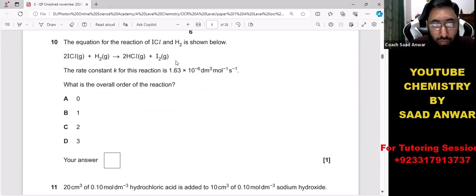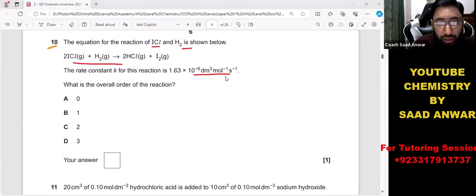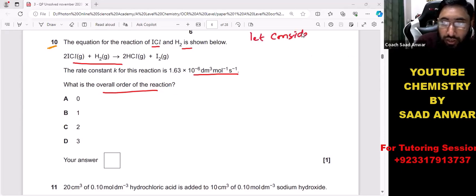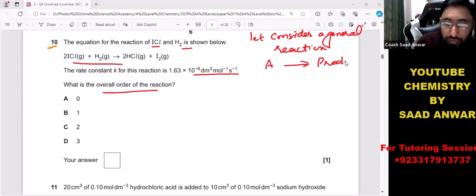It's shown below. This is the question. This is the rate constant. What is the overall order of the reaction? This is a kind of harder question, but I will make it easy for you. You can see here. Let's consider a general reaction: a reactant A, and this is the product.